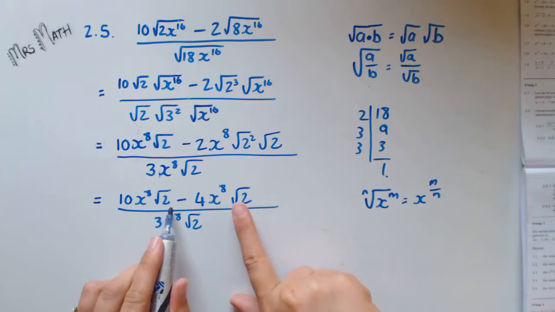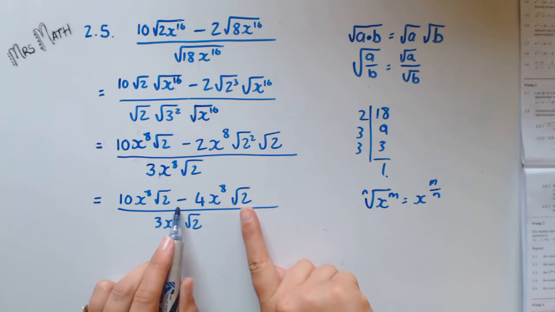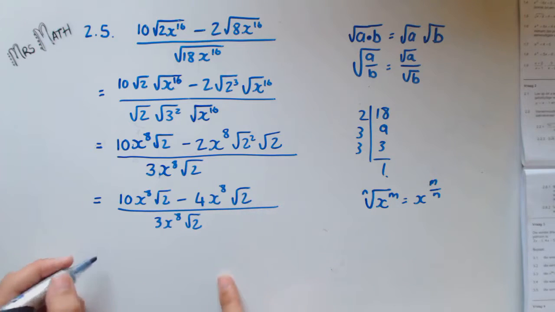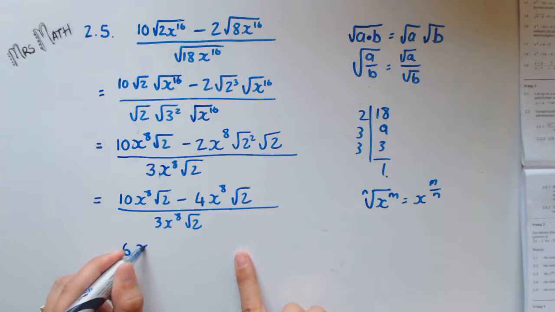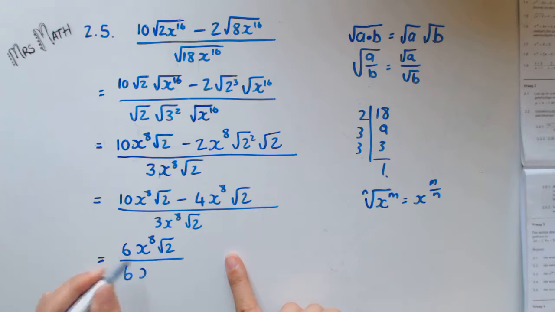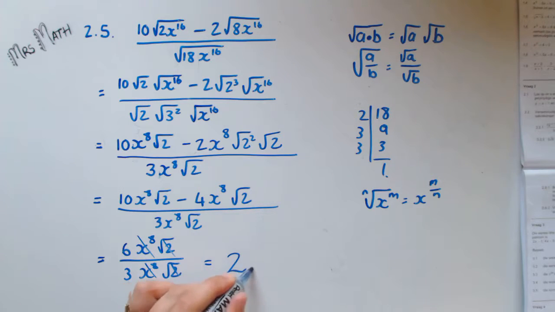Now these are like terms, the whole thing. You can add roots like terms. So this is a like term. So 10 of this minus 4 of this becomes 6 of this, over 3 of x to the power of 8 root 2, and then that can cancel, and 6 over 3 is simply 2.